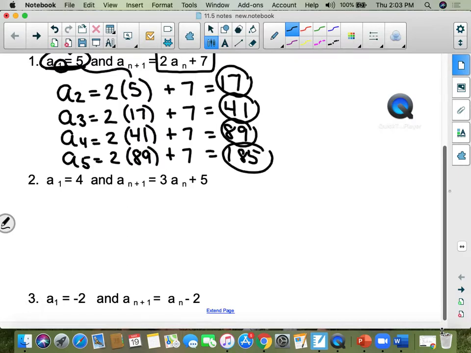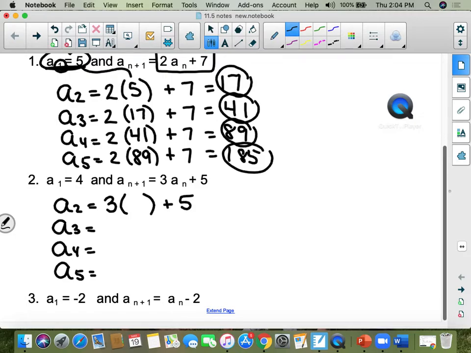So, I know I have to find A2, A3, A4, and A5. Well, I know it goes 3 times something plus 5, in each of the four places.